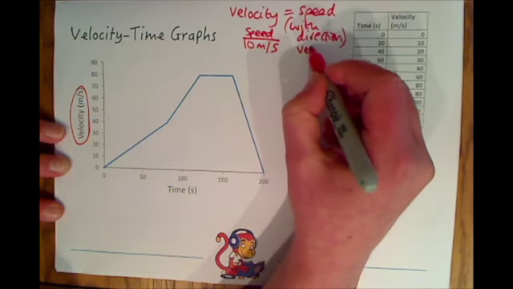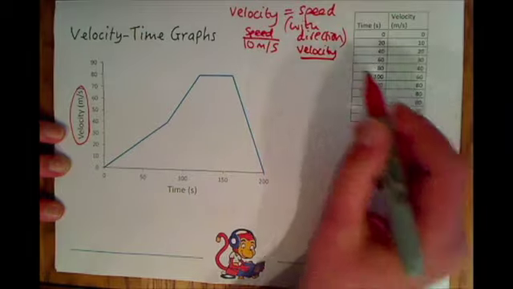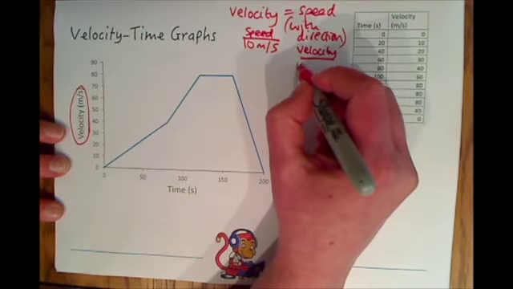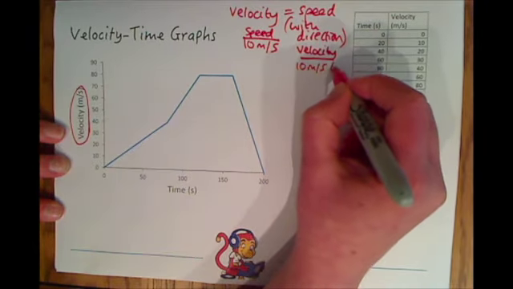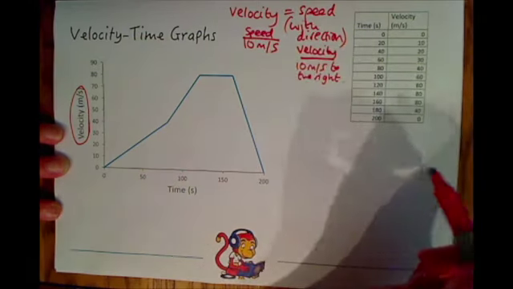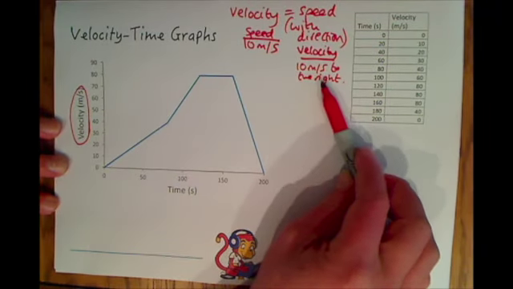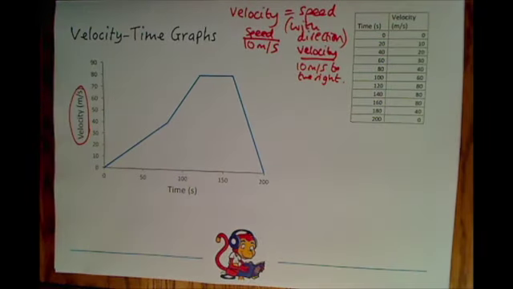However, velocity, that value implies a direction as well. So for example, you might put 10 meters per second to the right, or 10 meters per second north. So with velocity also comes direction as well. But you should start to think about velocity and speed as being two very similar things.